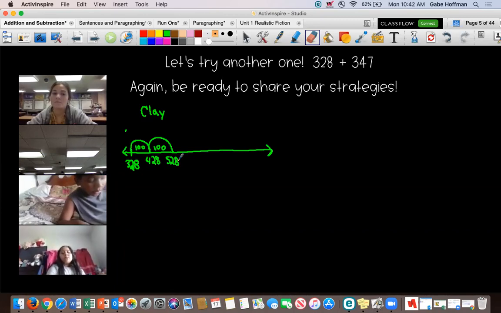My whiteboard is so torn up. I don't even think I have any more room. Okay, so let's keep going from where Clay's got a great start.